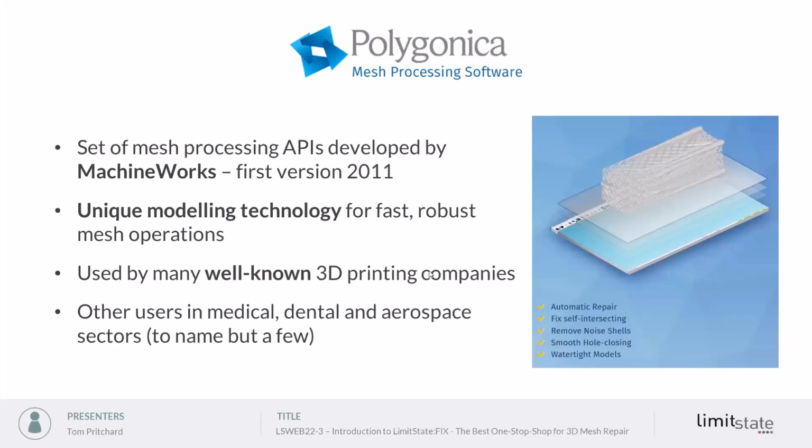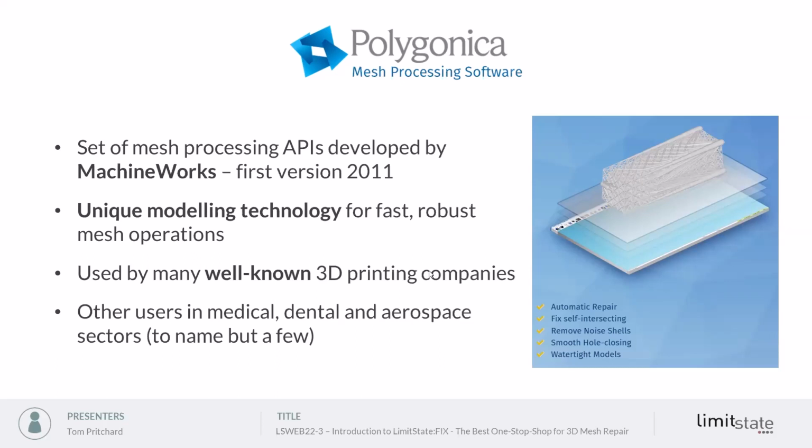So Polygonica is a set of industry-leading mesh processing APIs that have been developed and distributed by MachineWorks since 2011. And actually, I think the libraries themselves for these APIs go back quite a lot further than this. So there's a lot of R&D that's gone on behind them. And what MachineWorks pride themselves on is providing very well thought out and unique technologies for fast and, most importantly, robust mesh operations.